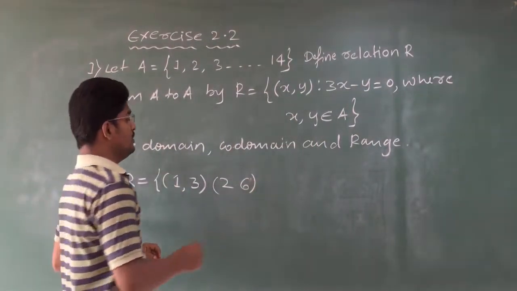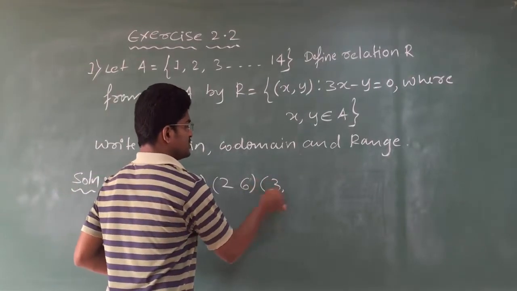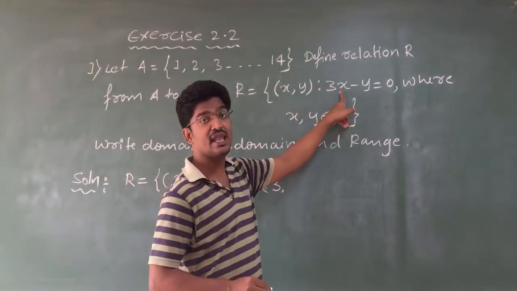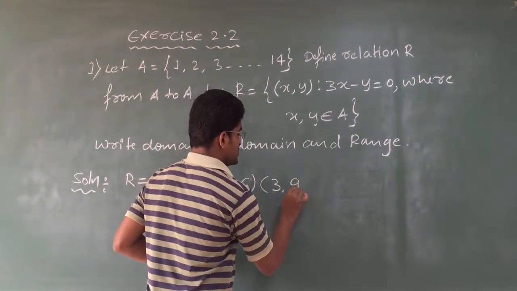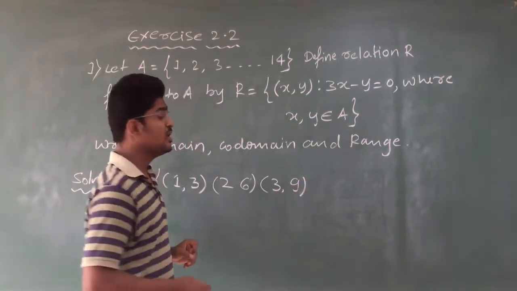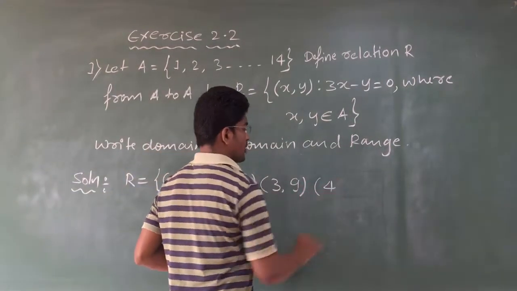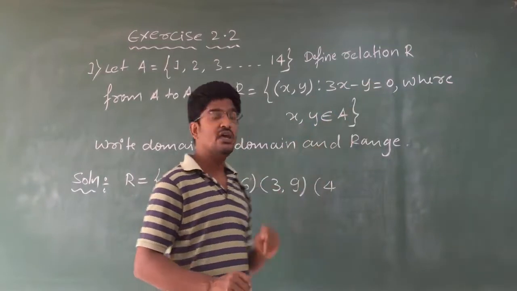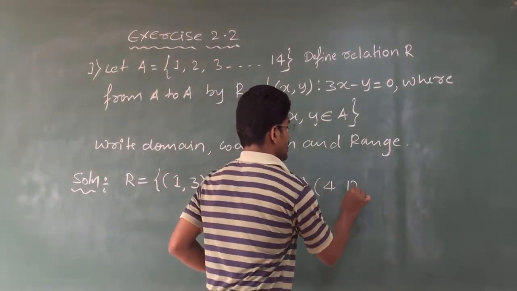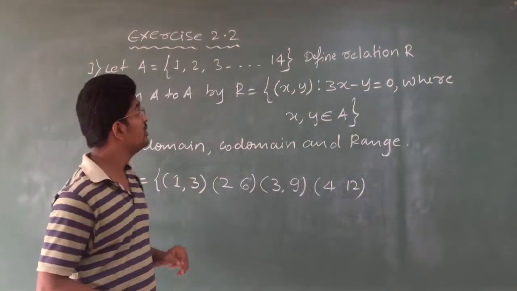Clear? If I take 3, 3 into 3 is 9. 9 minus 9 will be 0. So y term is 9. Clear? If I take 4, 3 into 4 is 12. 12 minus 12 will be 0. So that's why y term is 12.